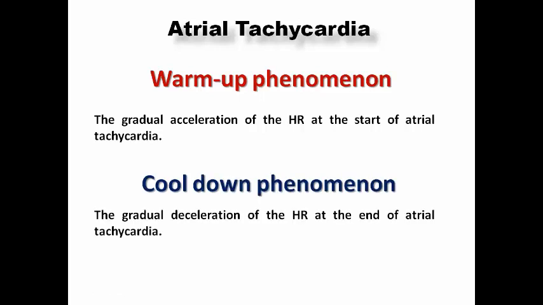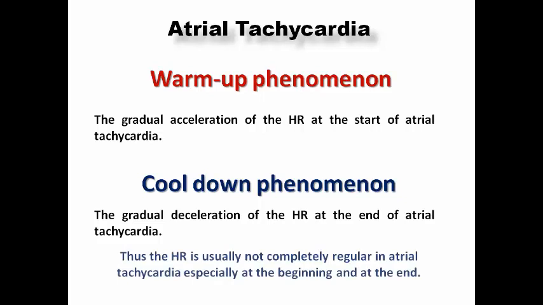And then we have something called the cool-down phenomenon, which is a gradual deceleration of the heart rate at the end of atrial tachycardia. This explains that the heart rate in automatic atrial tachycardia is not completely regular. It may show slight irregularity, especially at the beginning and at the end. This is characteristic for automatic tachycardias, either automatic atrial tachycardia or automatic ventricular tachycardia, whereas in reentrant tachycardias, like AVNRT or AVRT, the heart rate is usually fixed. It would not show these phenomena.